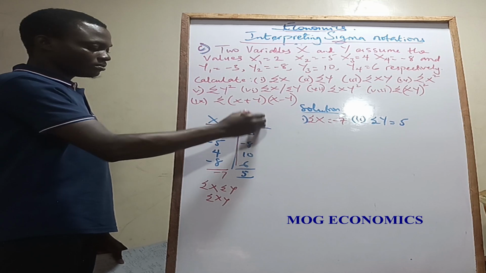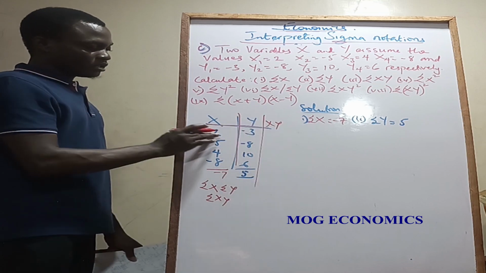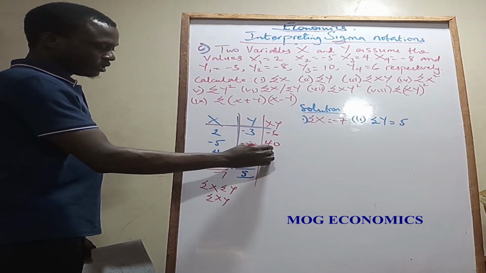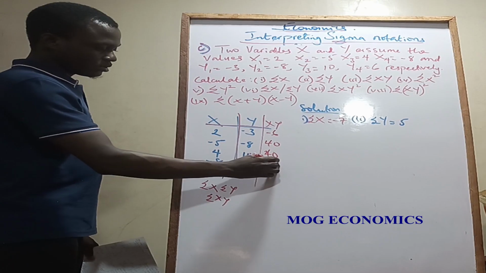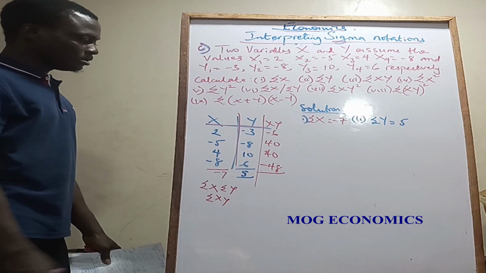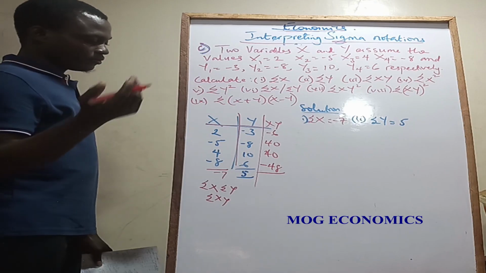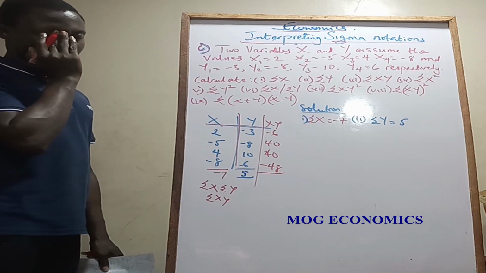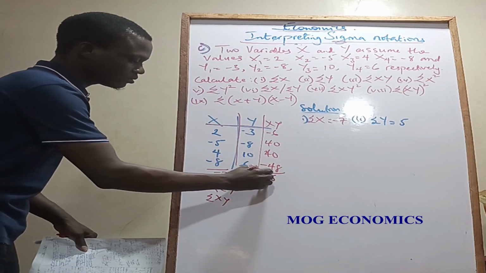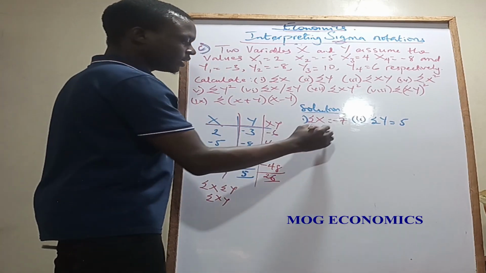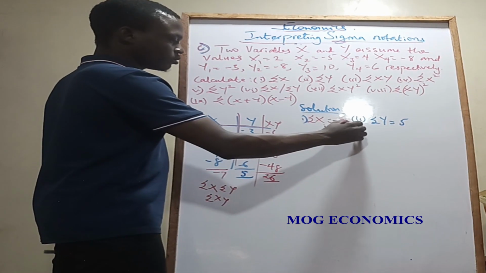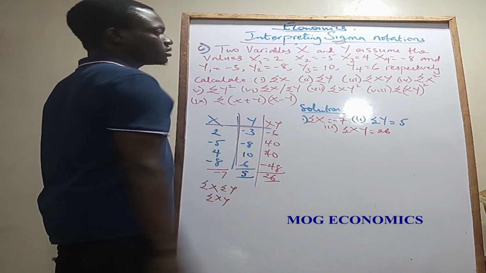So let's find xy. 2 times minus 3 is minus 6. Minus 5 times minus 8 is 40. 4 times 10 is 40. Minus 8 times 6 is minus 48. So when we sum this up now, that's the answer. 40 plus 40 is 80. 80 minus 6, 74. 74 minus 48, is that 36 or 26? That's 26. So sum of xy equals 26.